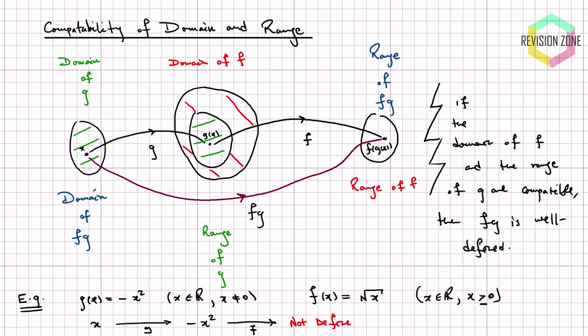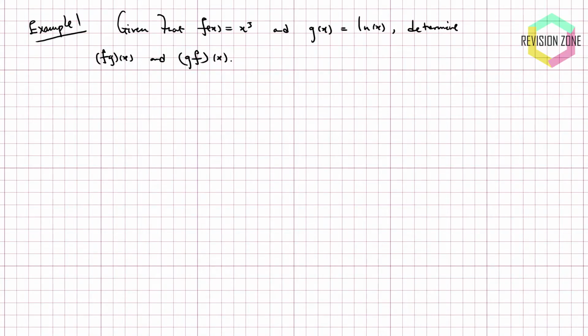And this is a concrete example of a case where the output of g, which is going to be negative numbers, is not compatible with the input of f, which has to be positive numbers, okay? Anyway, so let's now go and look at lots of examples to get a better handle on composite functions. Example 1, we're basically given two functions and we're simply asked to compute two composite functions. Let's just jump in and do this.